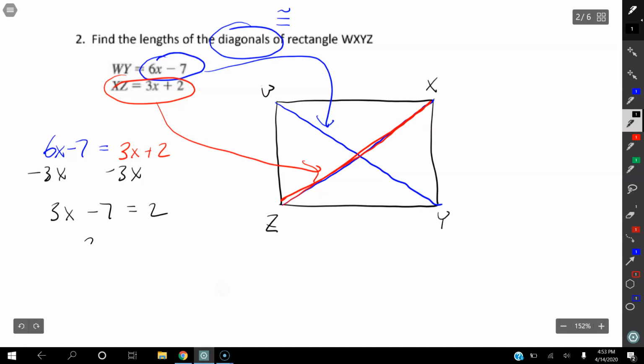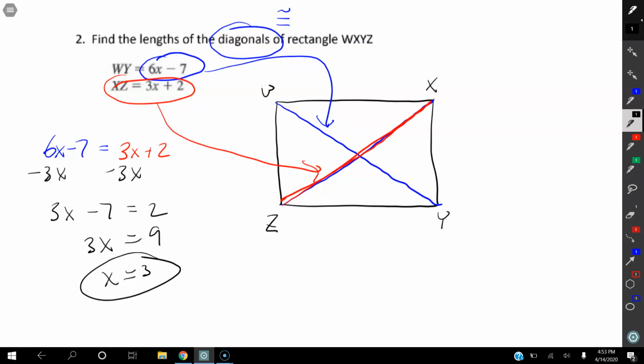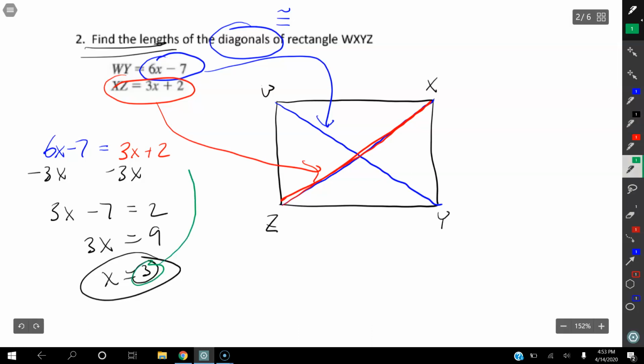Add 7 to both sides. 3x is 9. Divide, and I get x equals 3. Now, they didn't ask me to find x though. They said find the length. So I actually have to plug that 3 back in. I'm going to take this 3 and plug it back into both pieces, in green.